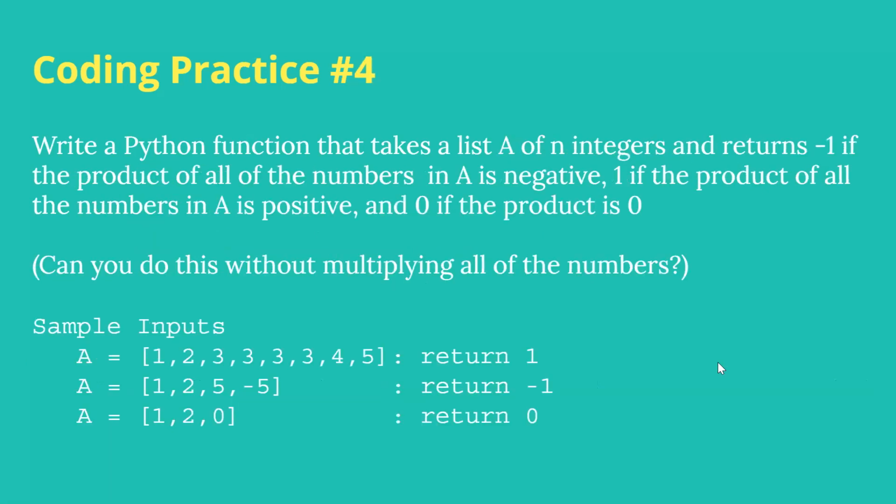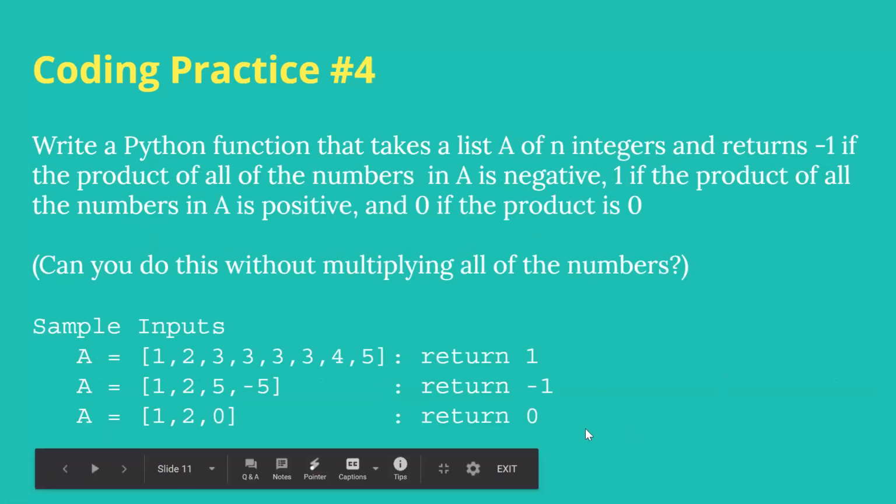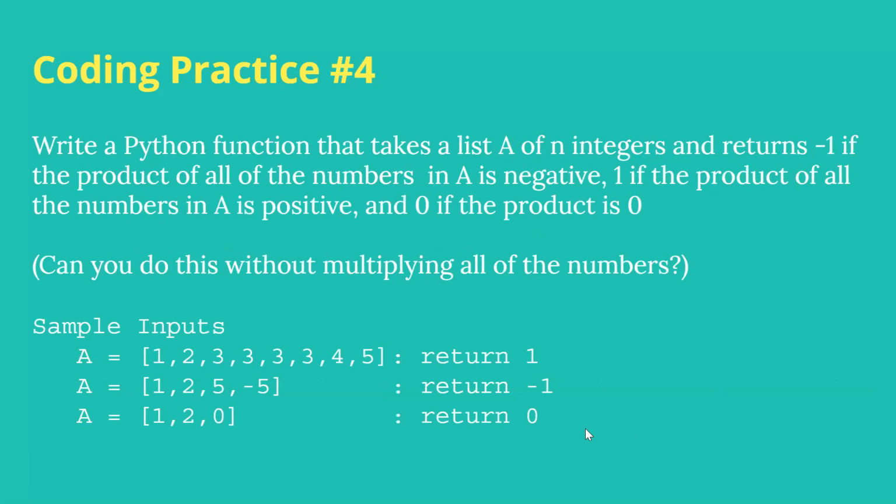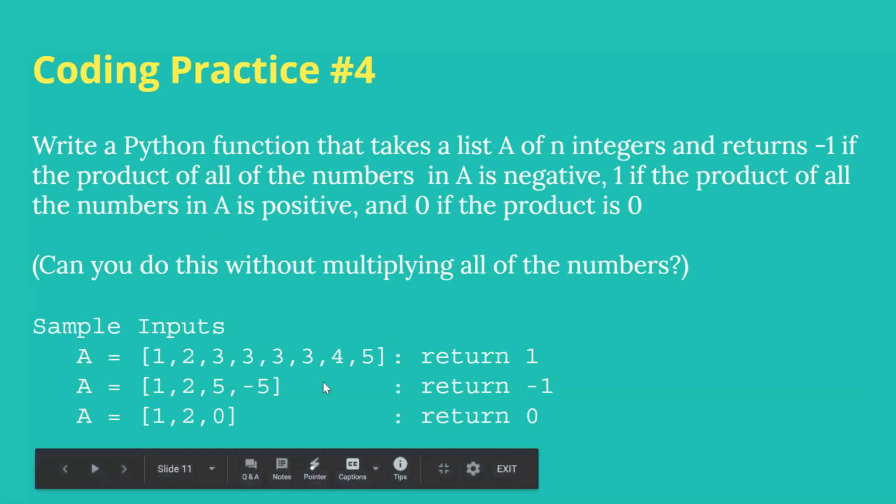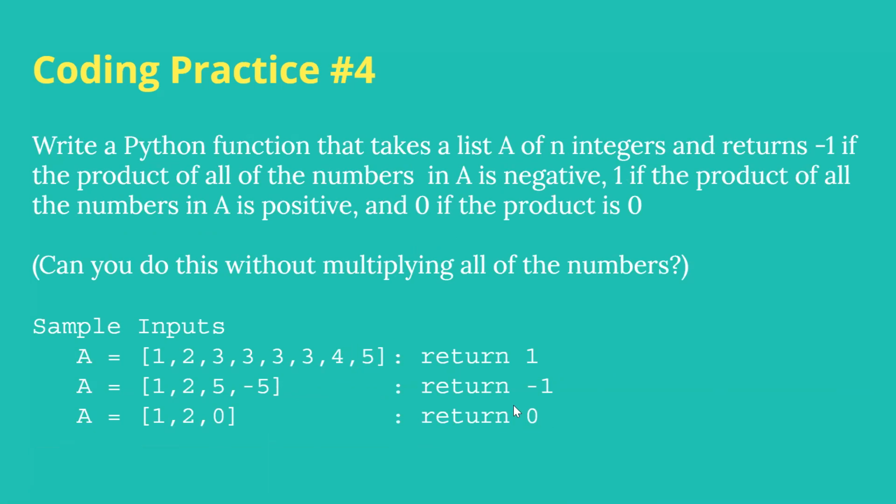And then the last option is one which takes a list in of n integers and returns -1 if the product of all the numbers in A is negative, 1 if the product of all the numbers in A is positive, and 0 if their product is 0. And for a challenge, can we do this without multiplying all the numbers?